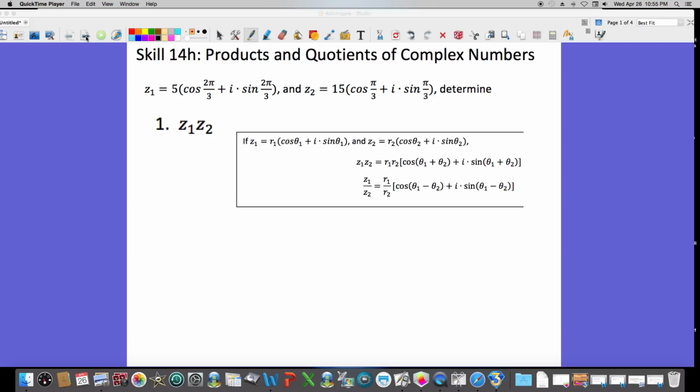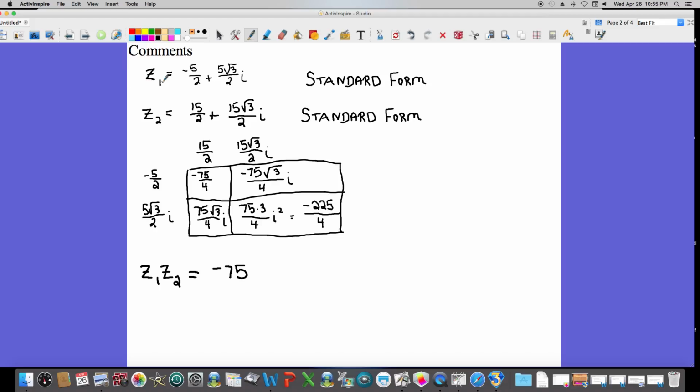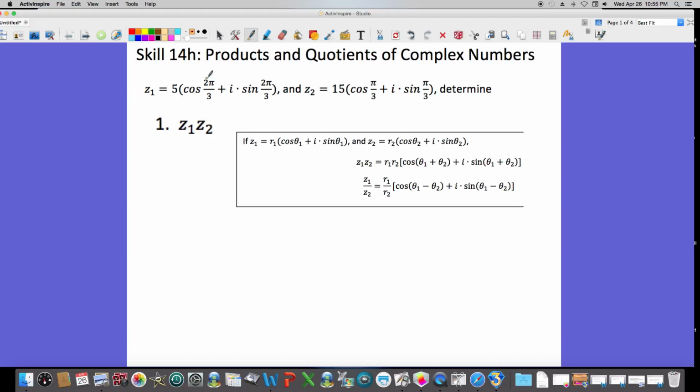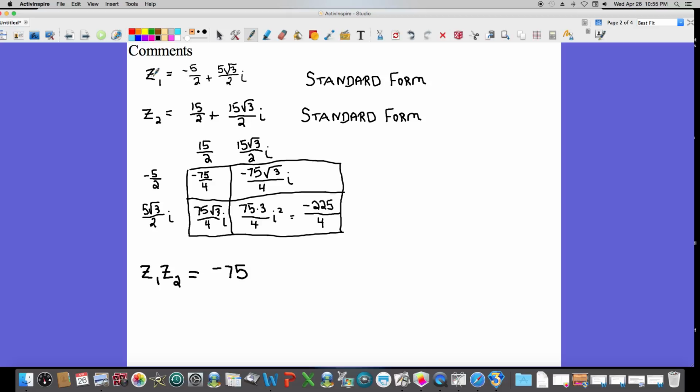Let me point out those two complex numbers written in standard form. If we take the cosine of 2 pi over 3, it's in the second quadrant. Look at your unit circle. It's negative. It's going to be what? Negative 1/2. And the sine of 2 pi over 3 is going to be square root 3 over 2. So I converted that Z1 from polar form to standard form, and I did the same thing for that second complex number.